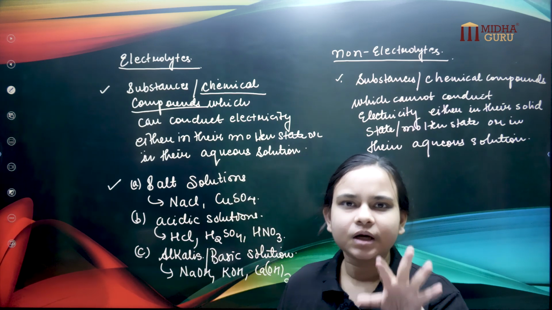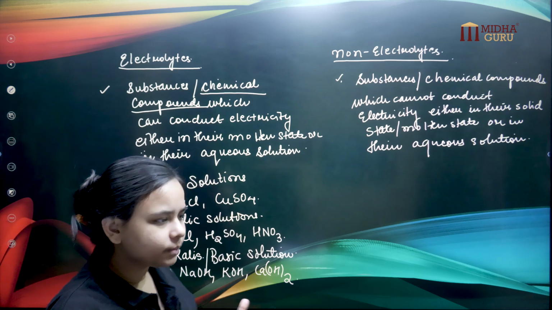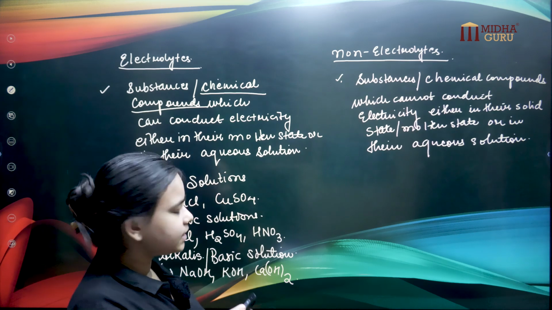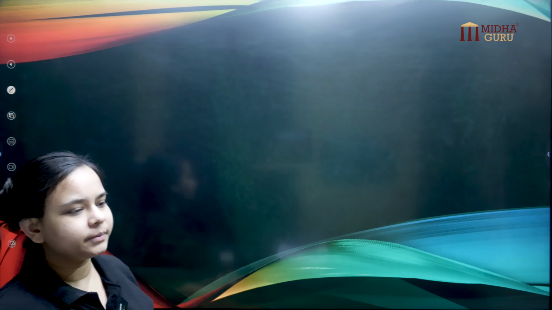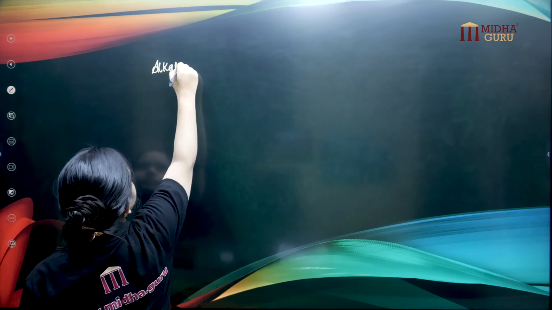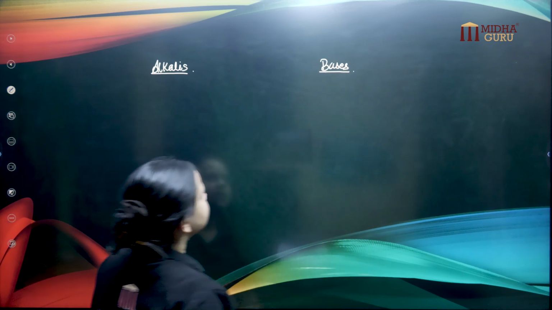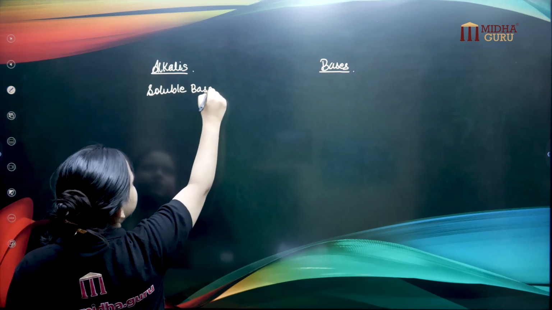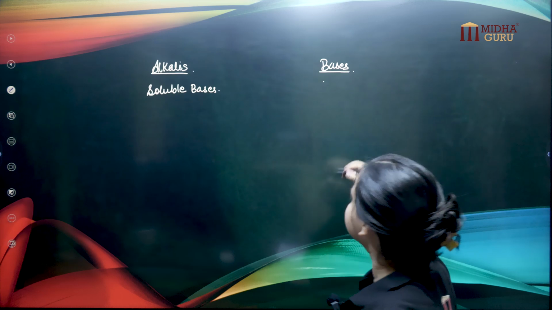There are 4 bases, in fact, which are soluble in water. We should make a list of this because this is a very important thing. It will help you in remembering things in the acid, base and salt chapter as well. So alkalis and bases. Alkalis are soluble bases. And what are bases actually?